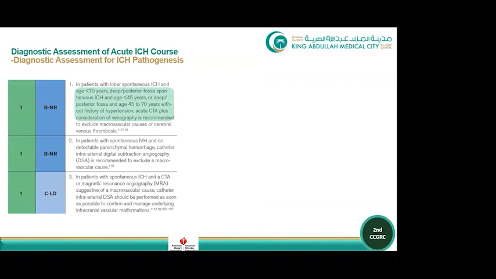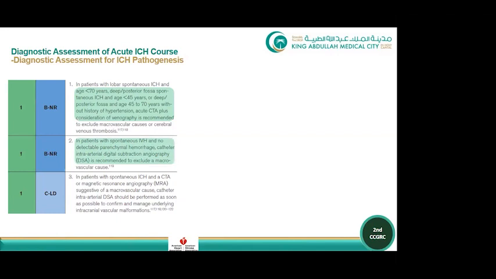So strong recommendation, again, if the patient is having ICH and age less than 70 with posterior fossa or infratentorial ICH, or age less than 45 with infratentorial, and no history of hypertension, to obtain a CT angiogram plus consideration of venogram.